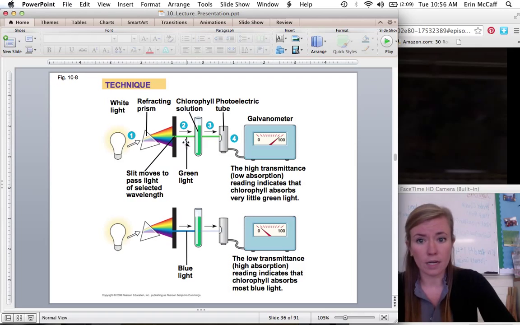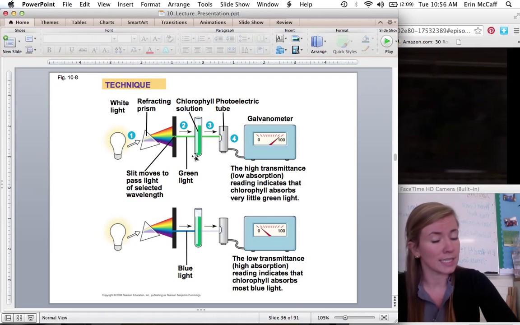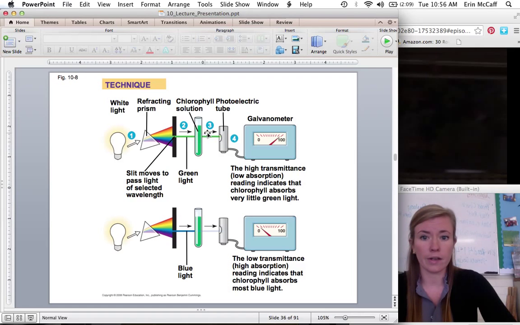So if we have a solution of chlorophyll, which remember does not absorb green light, and we send the wavelength of green light right through the chlorophyll solution, none of it's going to be absorbed. So at the end, the spectrophotometer, the machine that reads it, is going to see, okay, all of the light came through. We know how much we sent through, and we're getting back 100% of it.